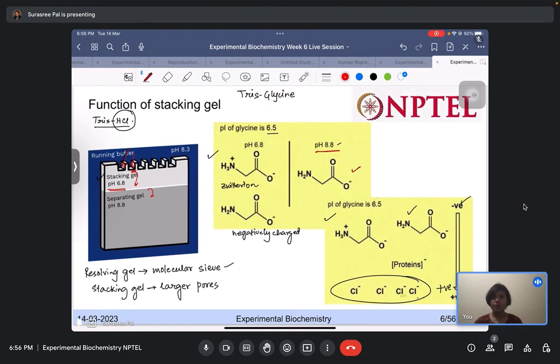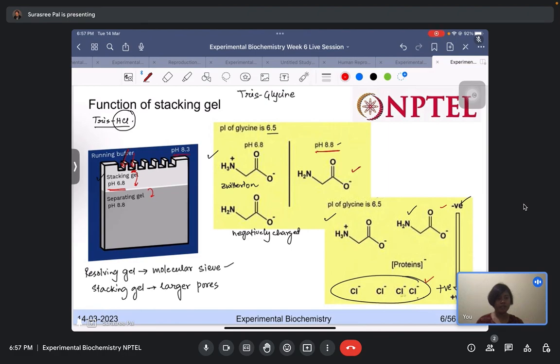So now the glycines also start to move forward with much more electrophoretic mobility. Now the chloride ions also move fast, and the glycine ions will also move fast in pH 8.8. So they will go in the front, and the proteins will now be separated according to their molecular weight, because in the resolving gel the pore size is smaller, so the larger molecules will face more resistance and their migration will be slower. So that is the function of the stacking gel and the resolving gel.